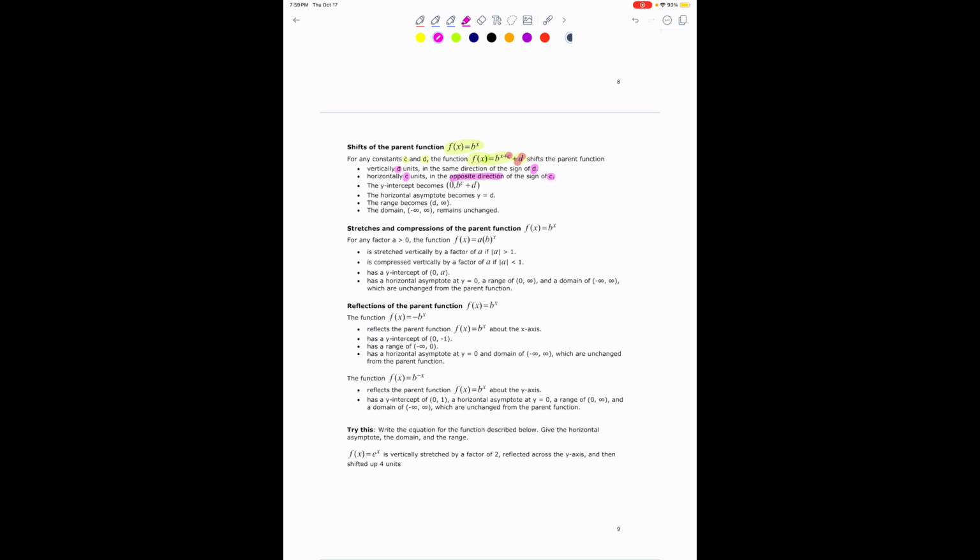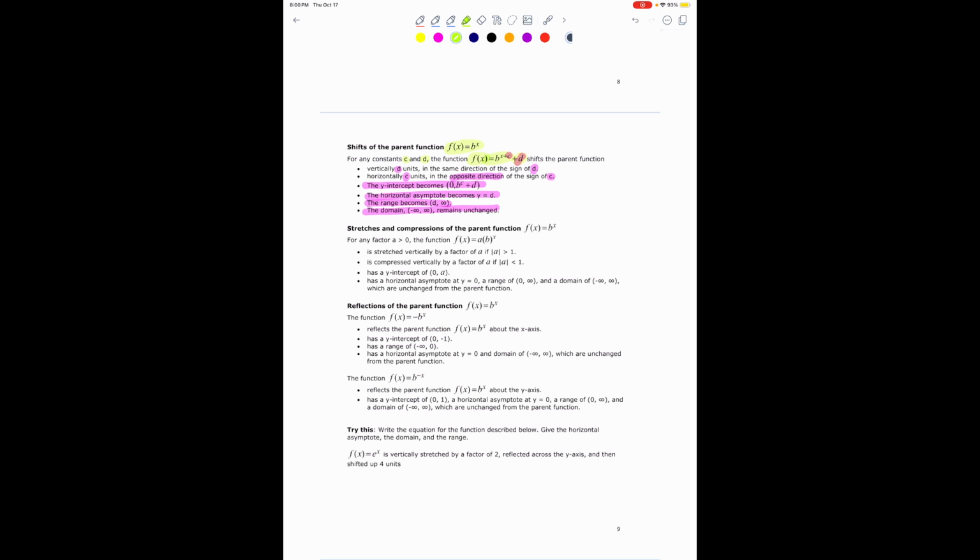The y-intercept is going to become the point (0, b^c + d). Basically, we substitute x for 0, and that will give us the y-intercept. The horizontal asymptote is going to be the new line y equals d, which is basically the vertical shift. The range is going to become also from d to positive infinity, exclusive of d, because that was the horizontal asymptote, but the domain remains the same, which is from negative infinity to positive infinity.